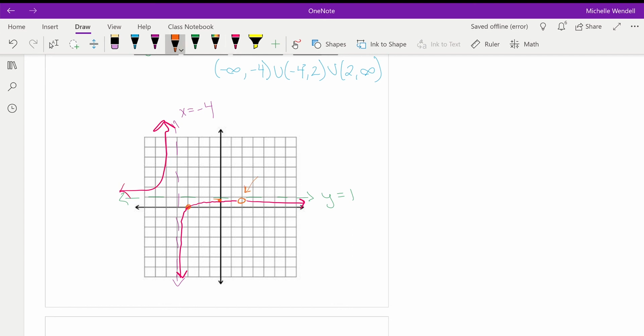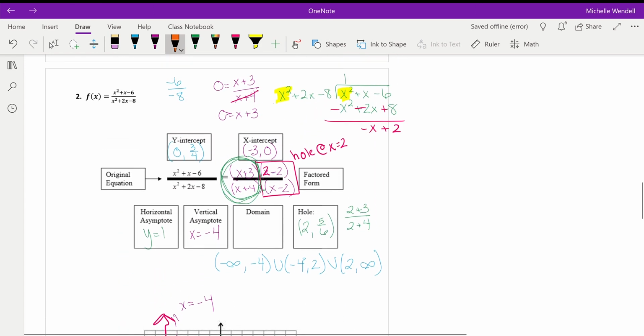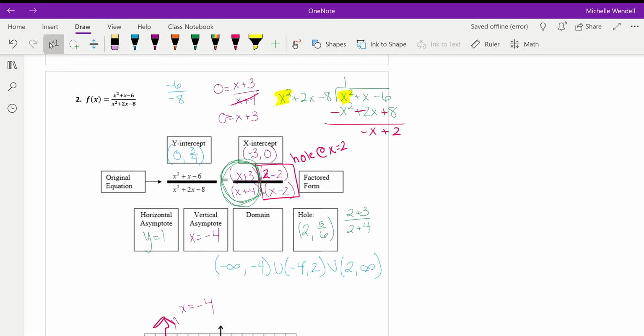You can label this as hole so that we know that's a hole and not a closed-in circle. One last thing. When you check this in Desmos, if you graph the (x² + x - 6)/(x² + 2x - 8), you will see, well, it's hard to see on the graph, but if you travel along the function, you'll find that there's a hole at 2 where it's undefined.